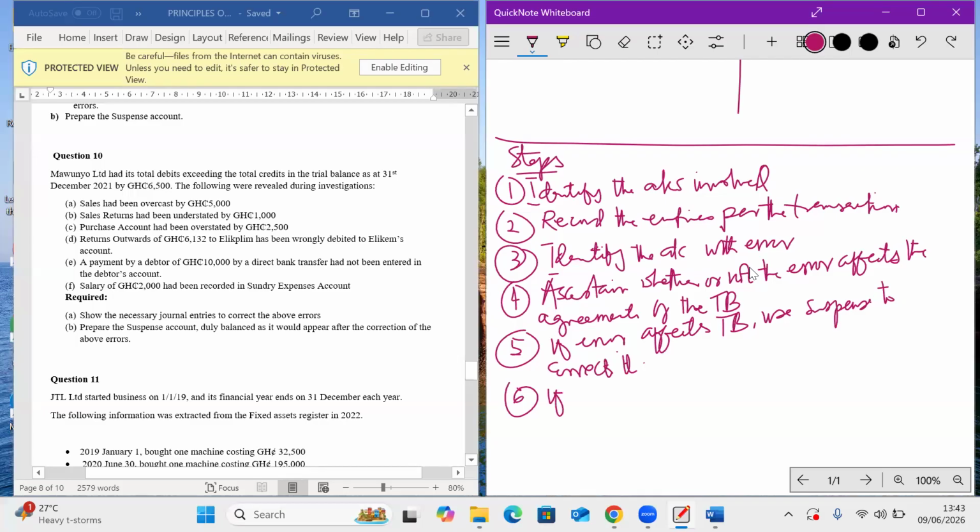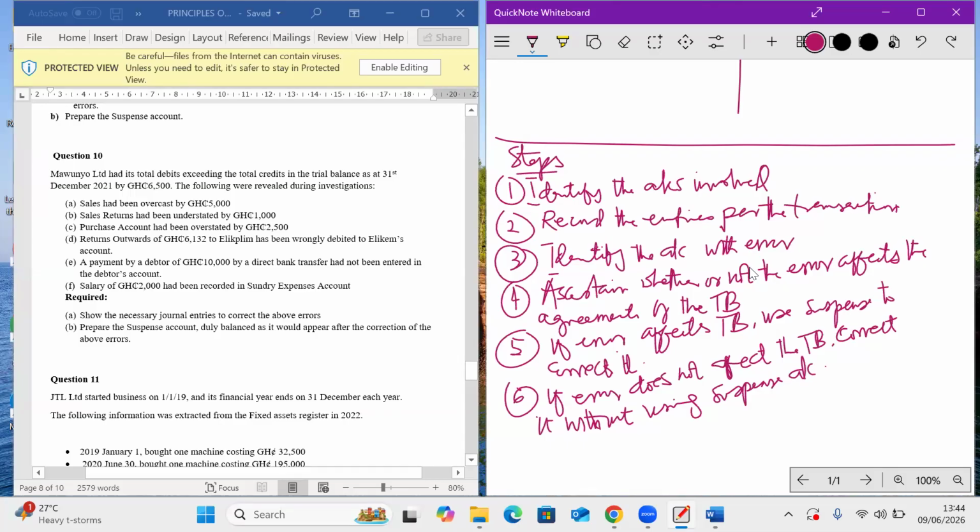6, if error does not affect the TB, correct it without using suspense account. That's all that you're going to do. It's quite plenty grammar, but once we start to practice, you get to know that it's very easy.